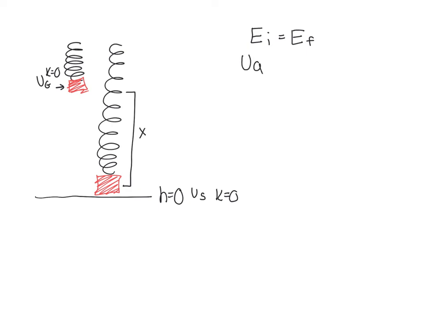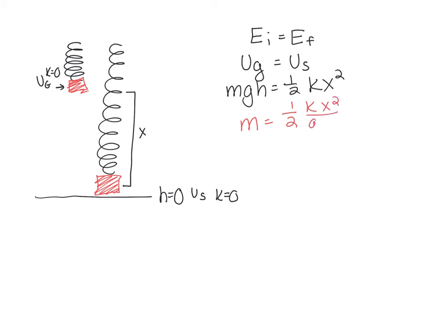So I start with gravitational potential energy is equal to my spring potential energy. We know my equations are mgh and then 1/2 kx squared. Now you'll notice the mass doesn't cancel, which makes sense because my spring potential energy does not have mass in it. Now where could we go from here? There's a lot of different pieces. For example, a common lab is to solve for this mass. So I have 1/2 kx squared over gh.